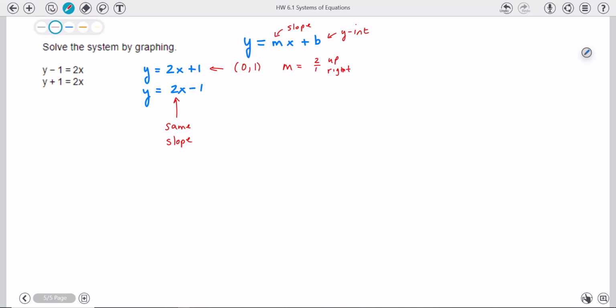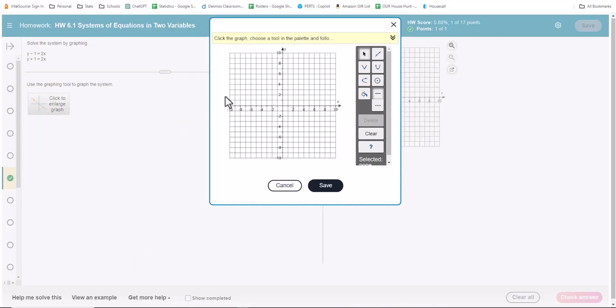And why am I going up and right? Because they're both positive. Same thing here, but now this one's going to be 0, -1, but then the same slope, 2 up, and then 1 to the right. So if I look at this with graphing it, then once again, I will get my line.